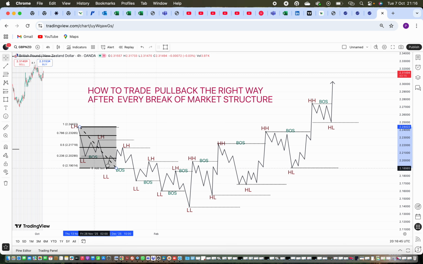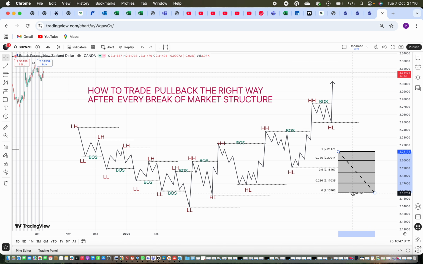So for example, let me take this now. All right, we notice that the price was bearish at this level and we have a break of structure at this level. Now we notice there is a pullback, which is the internal structure, before price breaks structure to the upside to create a new higher high.